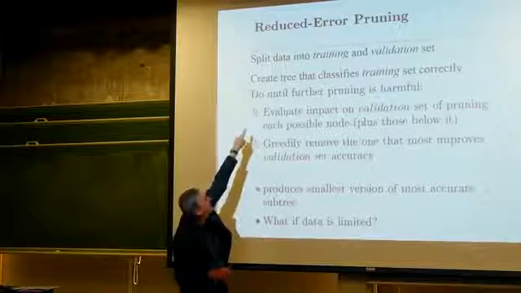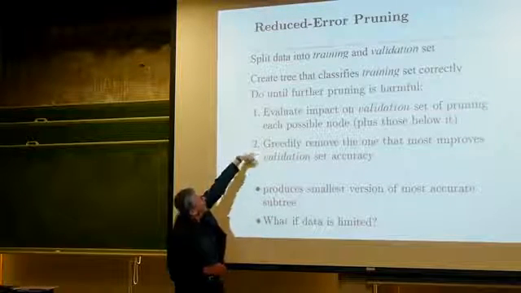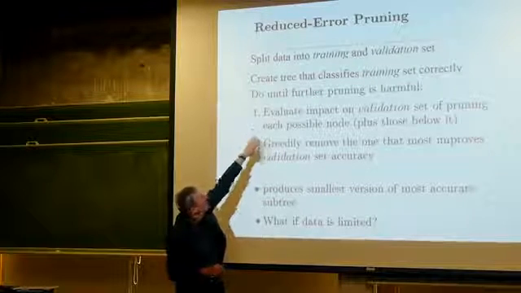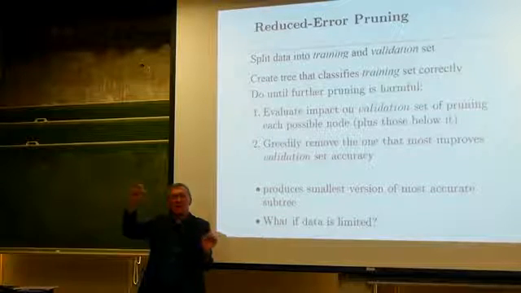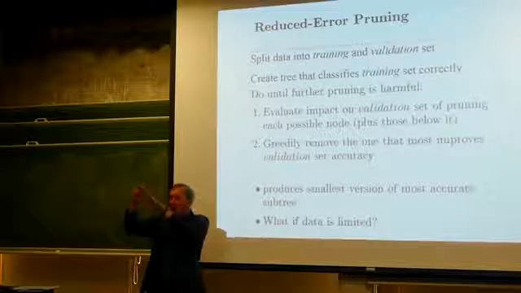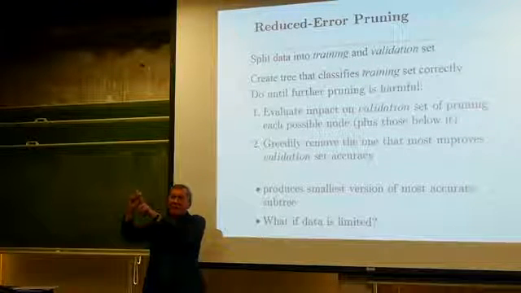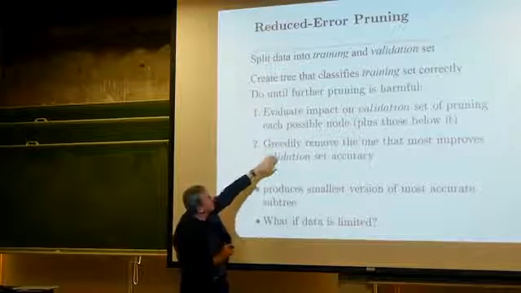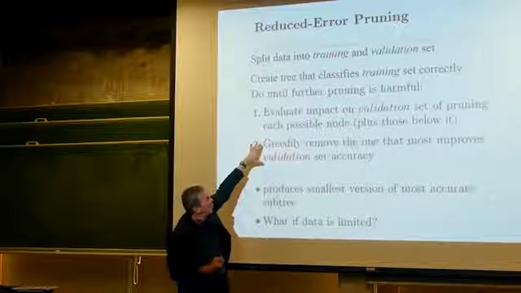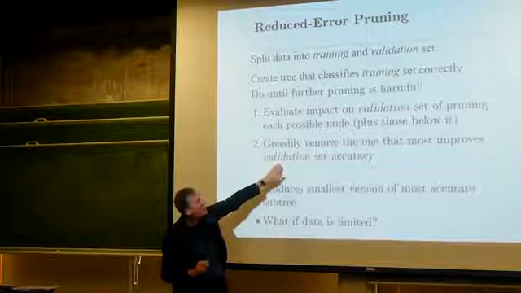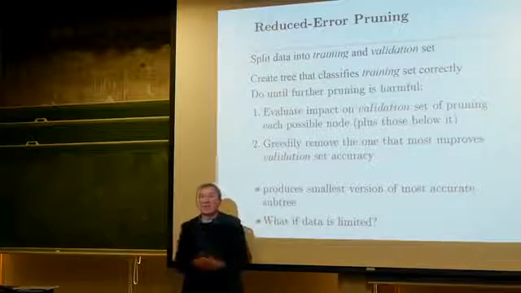What you do is, once you have the tree grown from the training set, you loop through until further pruning is harmful. And you evaluate for each internal node in the tree, you say, well, what if I throw away everything below this node and make this a leaf node? And then you greedily do that pruning, making it into a leaf node, for the one choice that most improves the accuracy on this held out validation set. So you have a training set and a validation set.